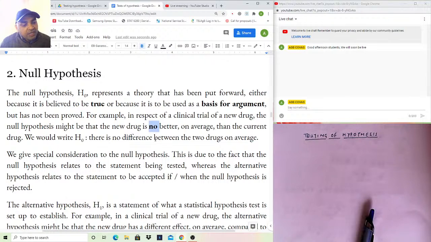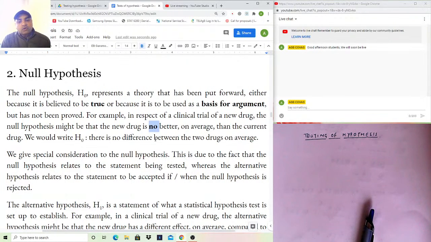Now we give a special consideration to the null hypothesis. This is due to the fact that the null hypothesis relates to the statement being tested, that is, the one on which we are going to conduct an experiment. Say, for example, in this case, the clinical trial of a new drug. Based on this statement, we are going to conduct our experiment, and then find out whether actually there is a difference or there is no difference.